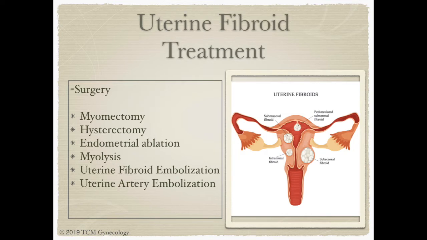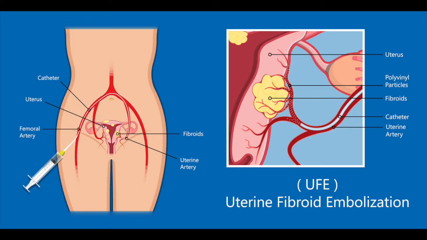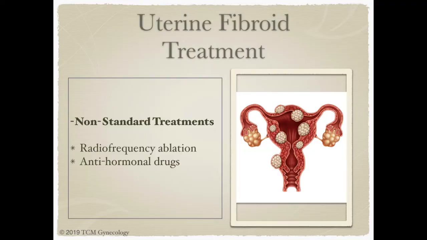Surgical interventions will involve the myomectomy, sometimes as far as a hysterectomy. Endometrial ablation, you do see. Myolysis, uterine fibroid embolization, and uterine artery embolization. These are common surgical options. Some non-standard treatments that are becoming more frequent are radiofrequency ablation and anti-hormonal drugs.